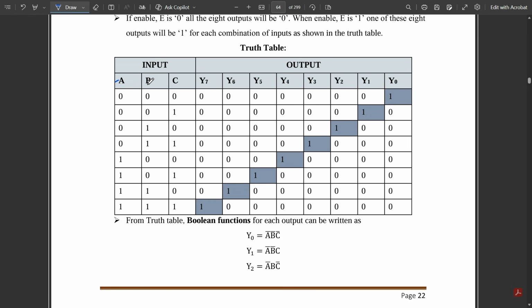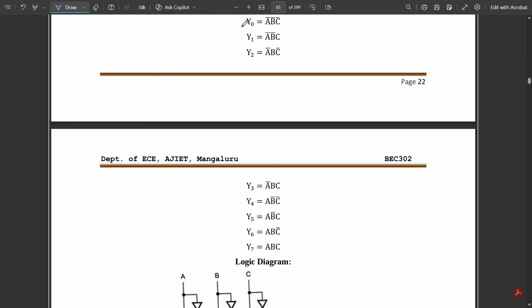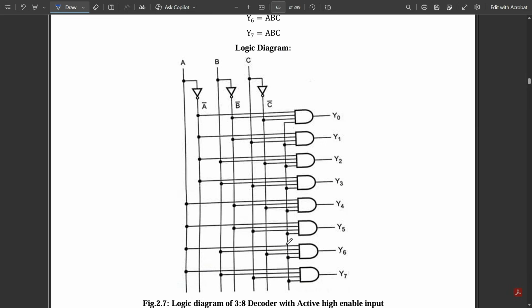That is, for 3 inputs we have 8 combinations starting from 0 0 0 up to 1 1 1. You see here, for 0 0 0, y0 is 1, and it goes on up to the final order. And for each term, we can write the Boolean functions, that is y0, y1, y2 up to y7. And for all these 8 combinations, you can draw the logic diagram as shown below.